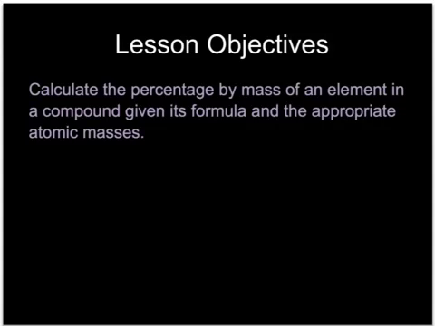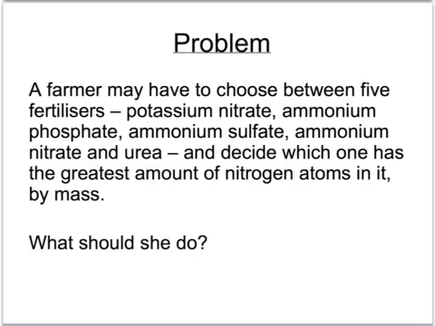You need to be able to calculate the percentage by mass of an element in a compound given its formula and the appropriate relative atomic masses. A farmer may have to choose between 5 different fertilizers: potassium nitrate, ammonium phosphate, ammonium sulfate, ammonium nitrate and urea, all nitrogenous fertilizers, and decide which one has got the greatest amount of nitrogen atoms in it, weight for weight by mass. So what should she do?